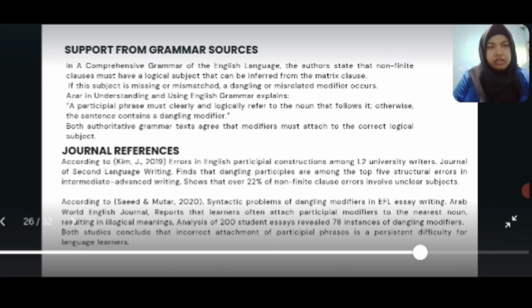And then according to Said and Mutar 2020, "Syntactic Problems of Dangling Modifiers in EFL Writing," Arab World English Journal, reports that learners often attach participle modifiers to the nearest noun, resulting in illogical meaning. Analysis of 200 student essays revealed 78 instances of dangling modifiers. Both studies conclude that incorrect attachment of participle phrases is a persistent difficulty for language learners.